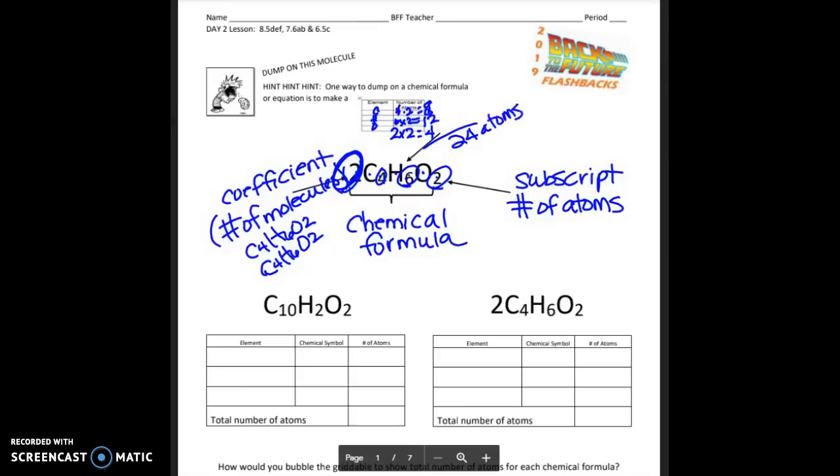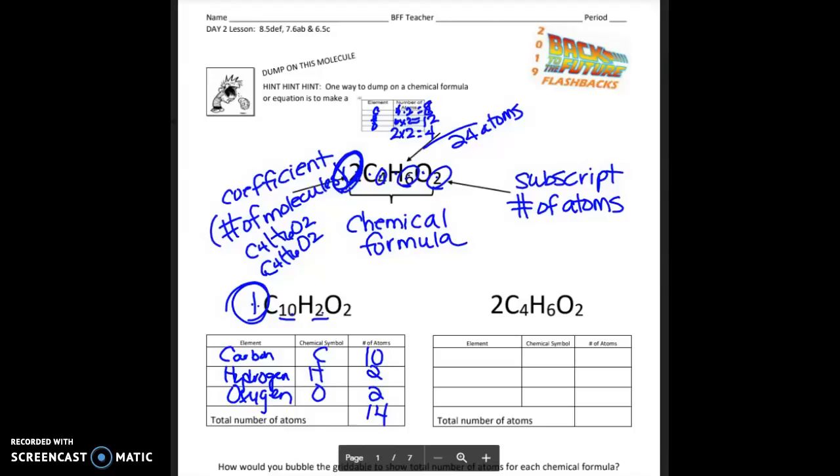All right, same thing over here. We're going to go ahead and put C is carbon, and I have 10 carbons. Hydrogen is H, and I have 2. Because I don't have any coefficient right here, we just assume that's a 1, so it's like 1 times 10 and 1 times 2, which is just the same. O is oxygen, so I've got 2 there, so 10 plus 2 plus 2 is a total of 14 atoms.